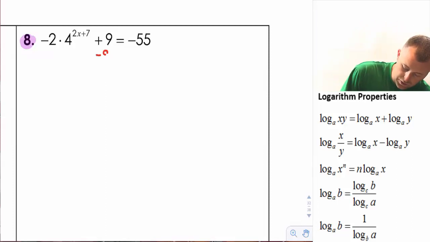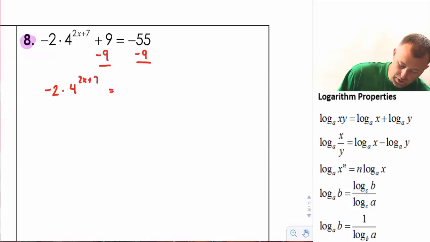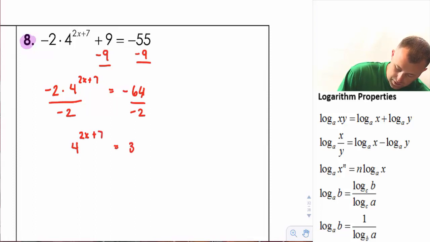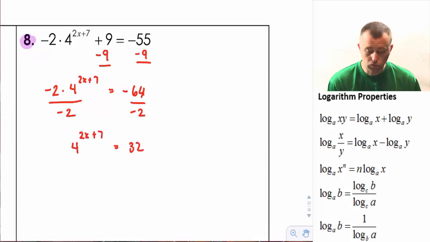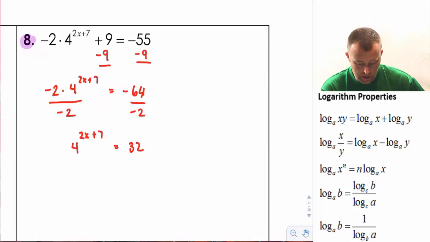So on these first two, I'm going to subtract 9. I'm trying to isolate the exponent. So I have -2 times my 4 to the 2x plus 7, and that's going to equal -55 minus 9, so -64. And then I'm going to divide both sides by -2. And now I have my exponent by itself. Okay. So in this case, I'm going to go ahead and log both sides.